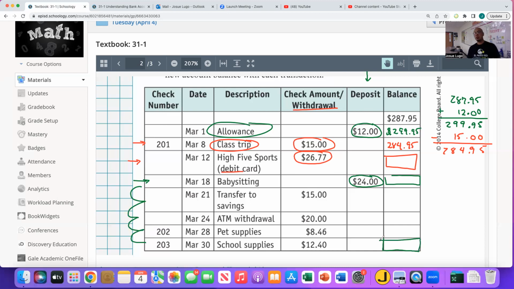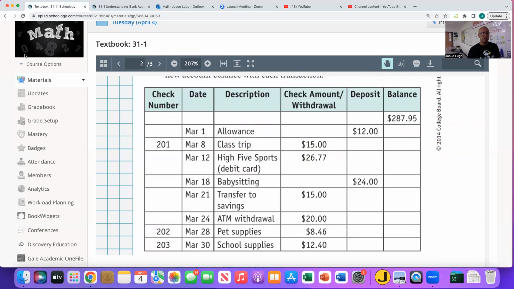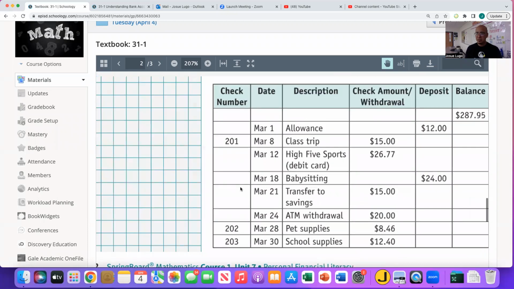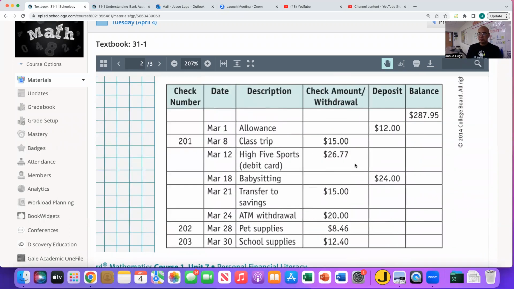Now, I do encourage you to work with the people around you as you do this. Make sure that you get to the same balance each time. Don't wait until the very end. And after you do so, ladies and gentlemen, there's going to be a few more questions that you're going to answer about this chart. So pay attention to whether you use a check or whether a debit card was used. Pay attention to the amount of deposits and the amount of withdrawals, and obviously pay attention to the final balance.